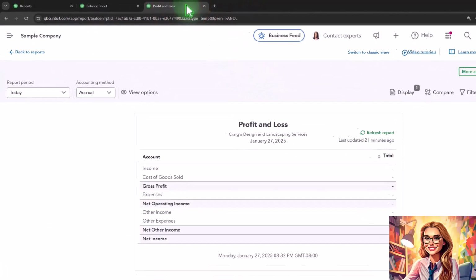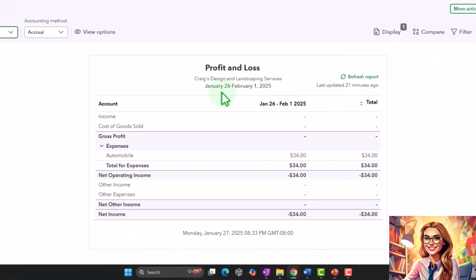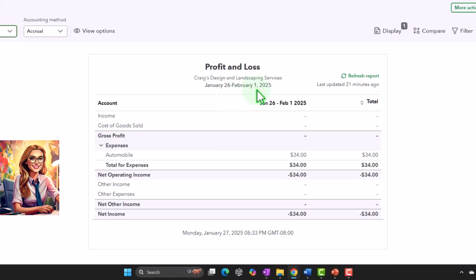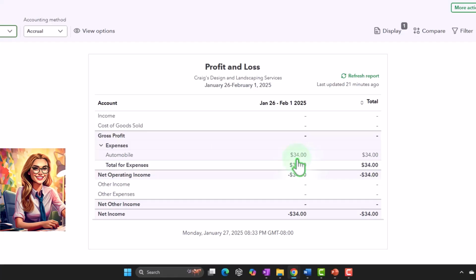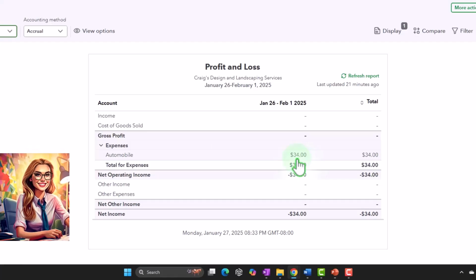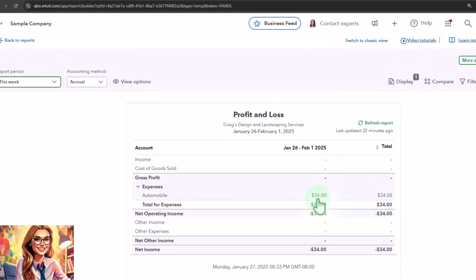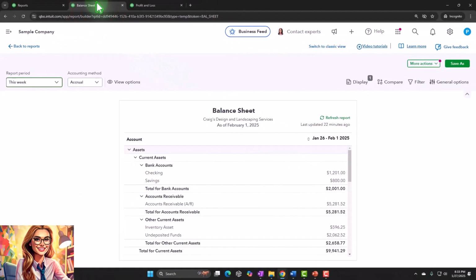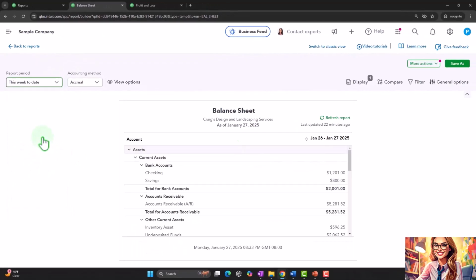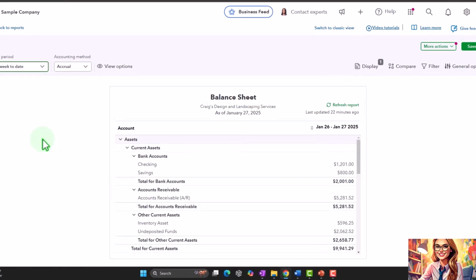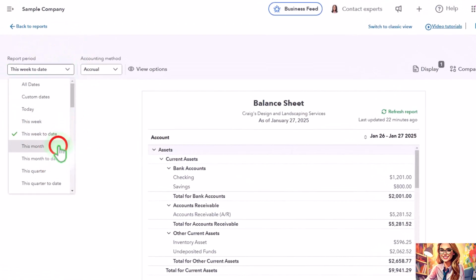Whereas on the income statement or profit and loss, by comparison, notice now it has given me a range, January 26th to February 1st, and it's given me the activity, what has happened during that time frame. So again, the point is, income statement, I need a range. I need a beginning date and an ending date. Balance sheet type of reports are as of a point in time. This is this week to date.